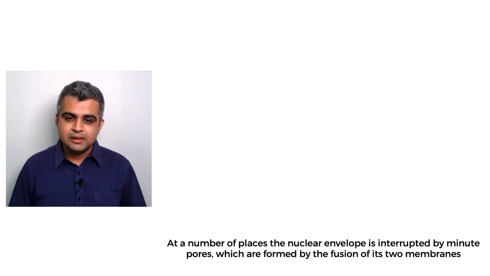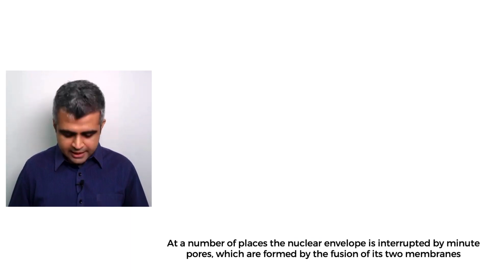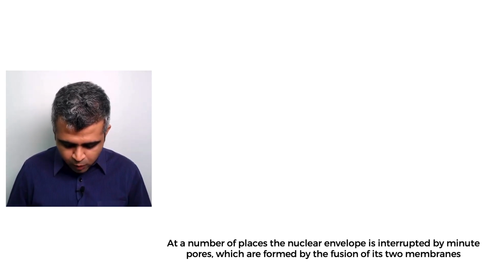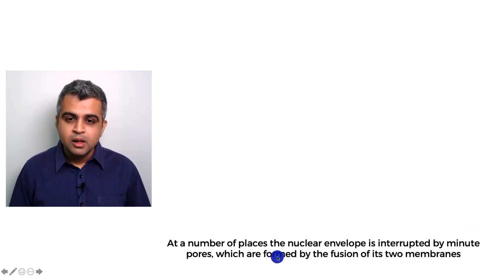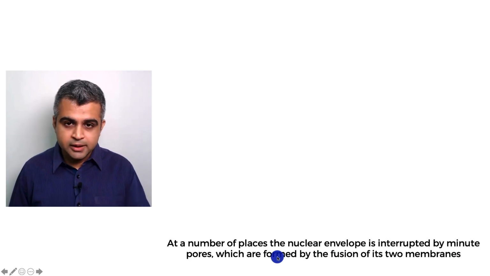Now in NCERT, there is a line, and that line says, at a number of places the nuclear envelope is interrupted by minute pores which are formed by the fusion of its two membranes. Now to understand this point, I am going to show you another diagram.